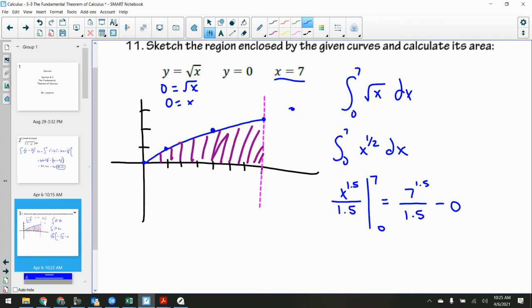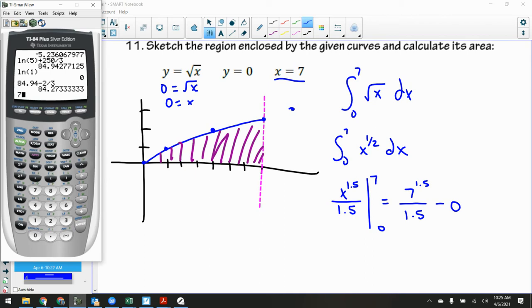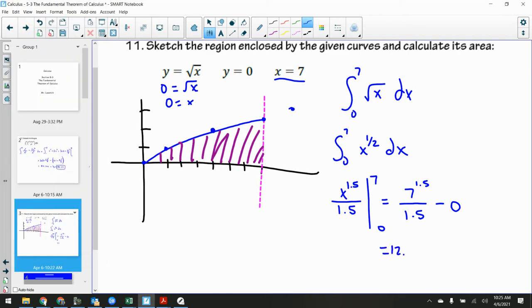So let's figure out what this is. This is 7 to the 1.5, which is 18.52, divided by 1.5, which will get me 12.35. Yep, 12.35. Questions on that one? Feel good about that one?